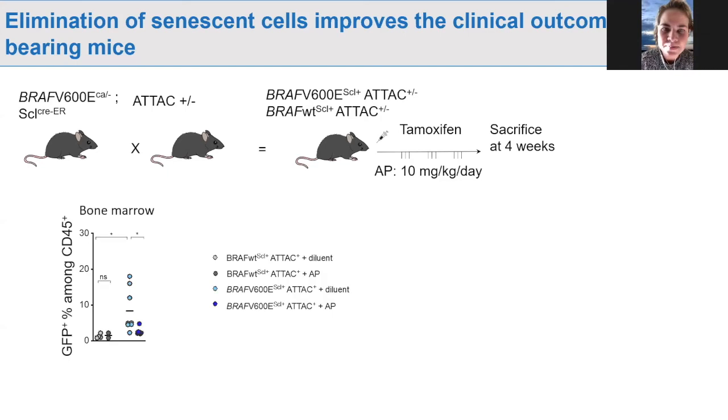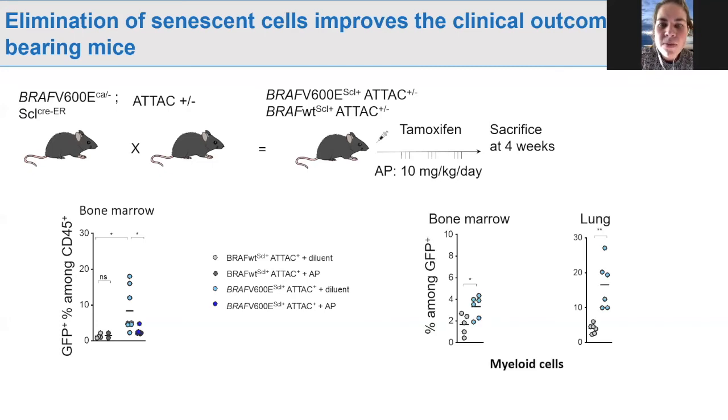And indeed, in this new mouse model, we observe a specific accumulation of GFP positive senescent cells in the bone marrow, but also in the lung. And these cells were deleted after the drug administration. The GFP positive cells, whatever the organs observed, were mainly myeloid cells.